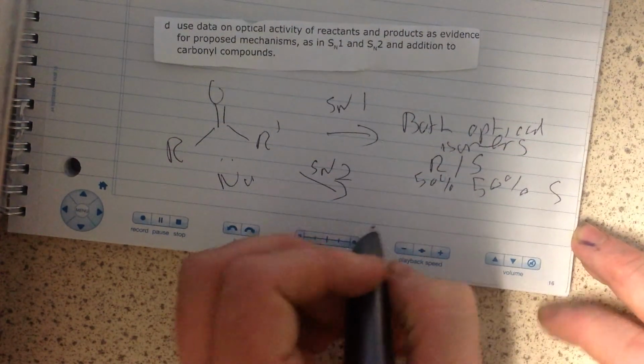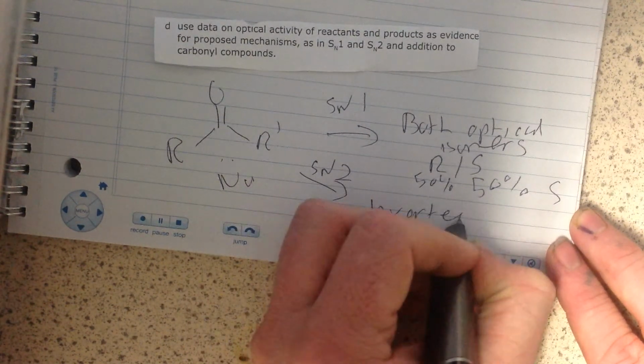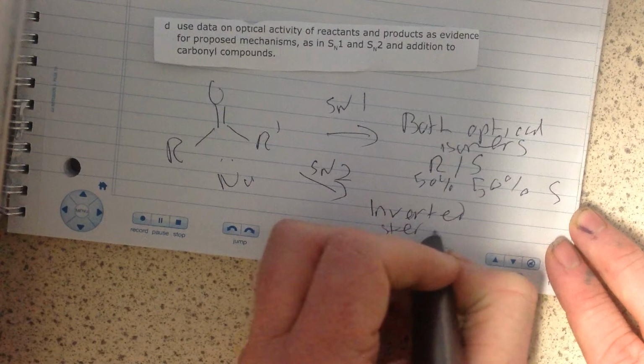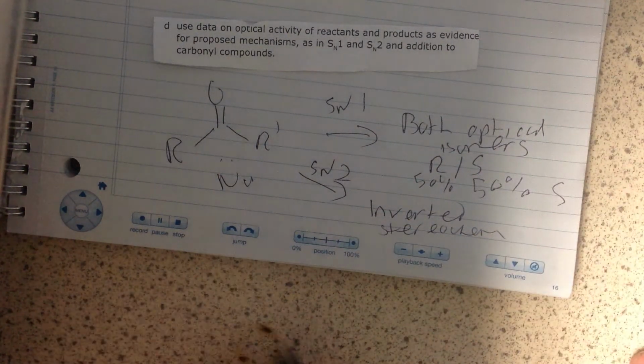Whereas with SN2, you're going to get an inverted stereochemistry. So my nucleophile is going to come in and it's going to invert the stereochemistry of my carbonyl group.